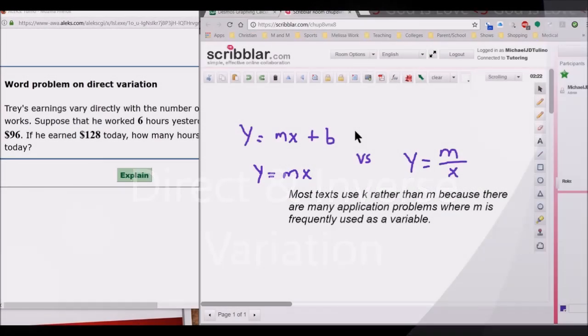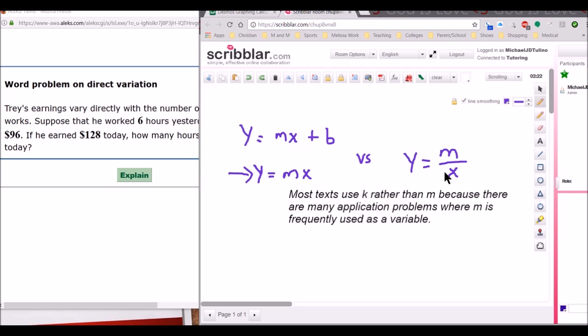Direct and inverse variation. Now, relating it back to something that we already know, y equals mx plus b. This side here is actually direct variation. It's when the b value is 0, so the intercept is at 0 and it goes through the origin. So y equals mx. The b doesn't have to be there because it's 0. When something is directly related, it follows this relationship right here.